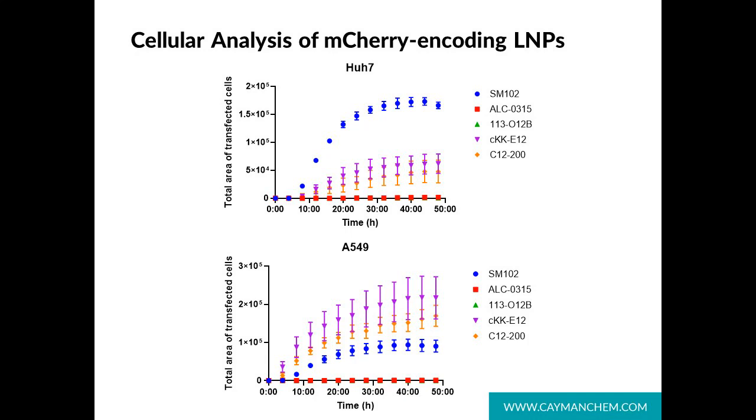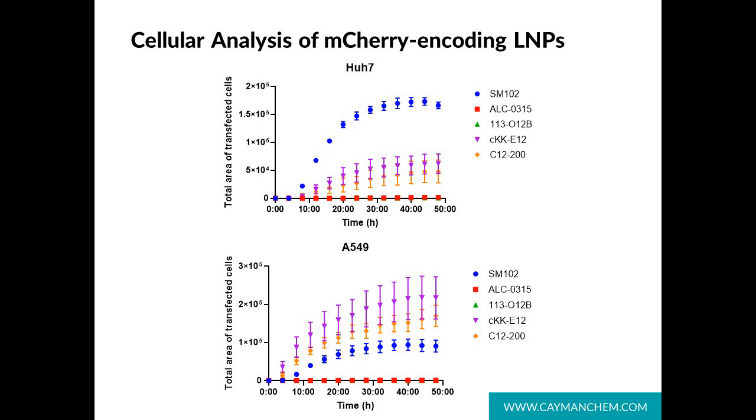Finally, we assessed the transfection efficiency of each of the LNP formulations on 2 cell lines in vitro. On the top are HUH7 cells, a hepatocyte line. We assessed mCherry expression over time using our Citation 5 imaging plate reader and BioSpa automated incubator. We imaged these every 4 hours over 2 days. In hepatocytes, SM102, shown in blue, clearly induced the greatest expression, with CKKE12, shown in purple, and C12-200, shown in orange, surprisingly also inducing strong expression of mCherry in the hepatocytes.